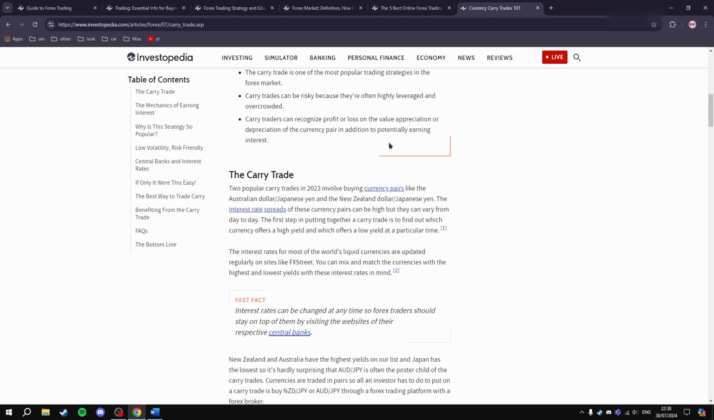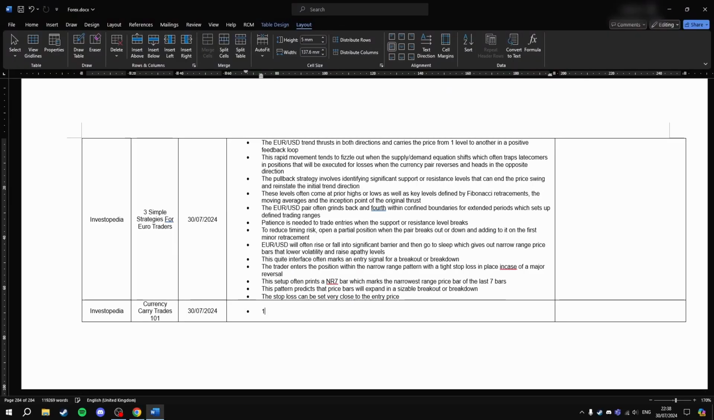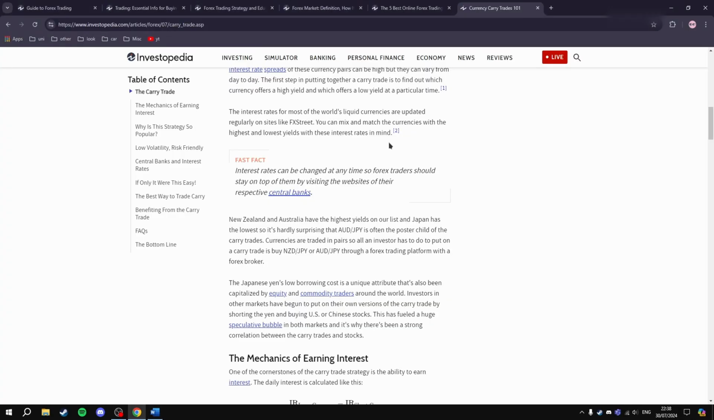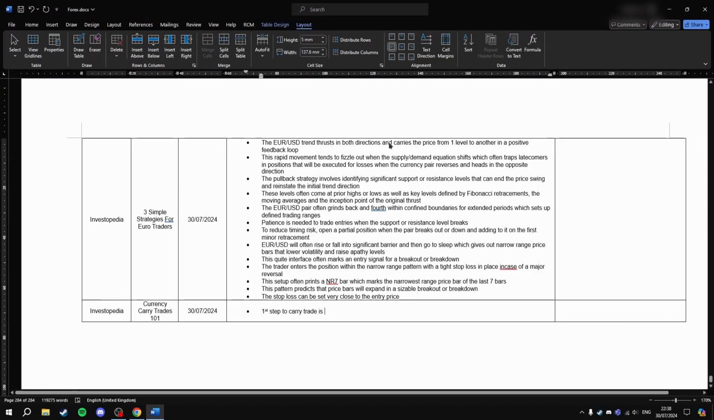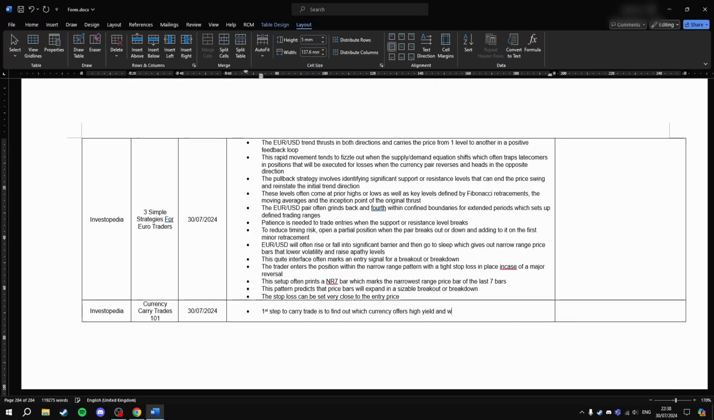The first step in putting together a carry trade is to find out which currency offers a high yield and which offers a low yield at a particular time.